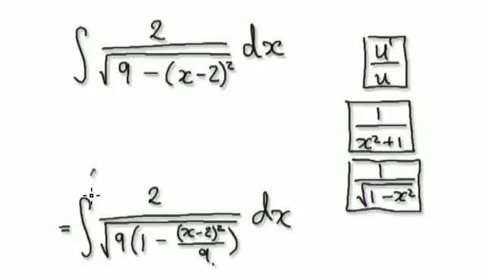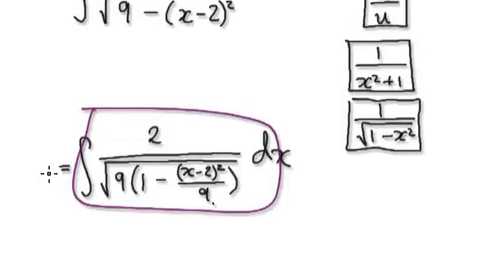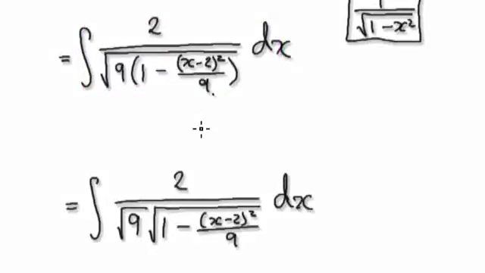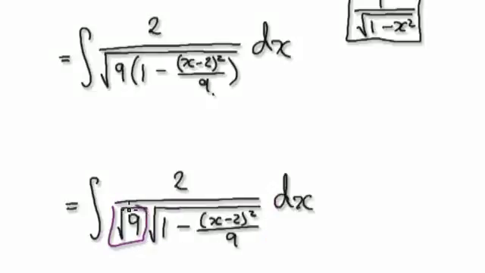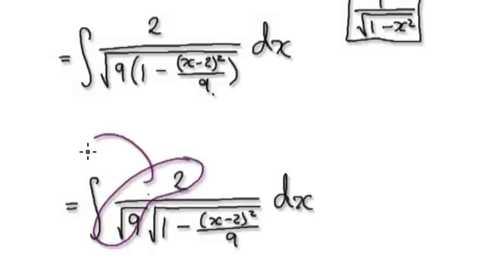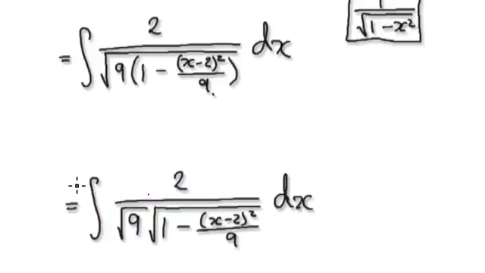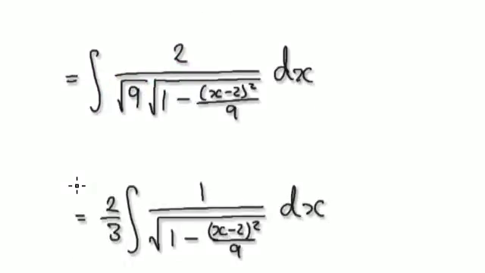Okay, so from here, you can break it up like this, because remember, square root of ab is the same as square root of a times the square root of b. So you can break this up as one block multiplying another block. So this block here is really the number 3. Okay, so now we've got a constant. So take the constant out. So that will then give us this.